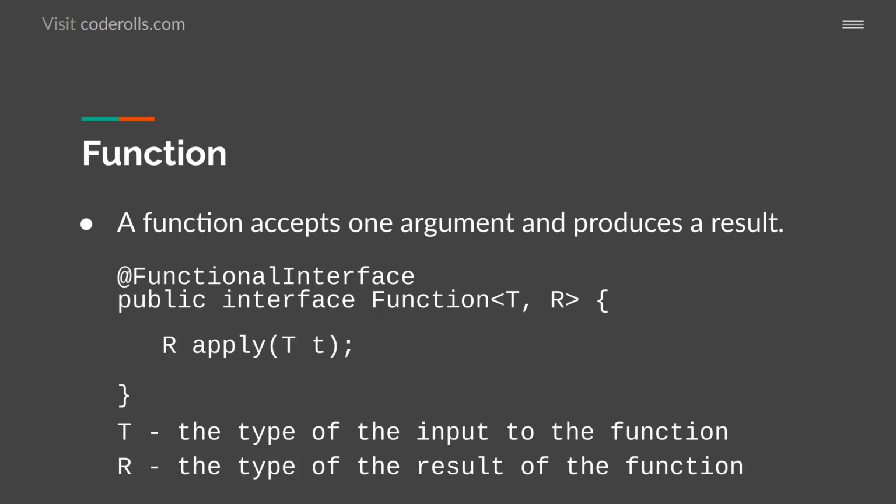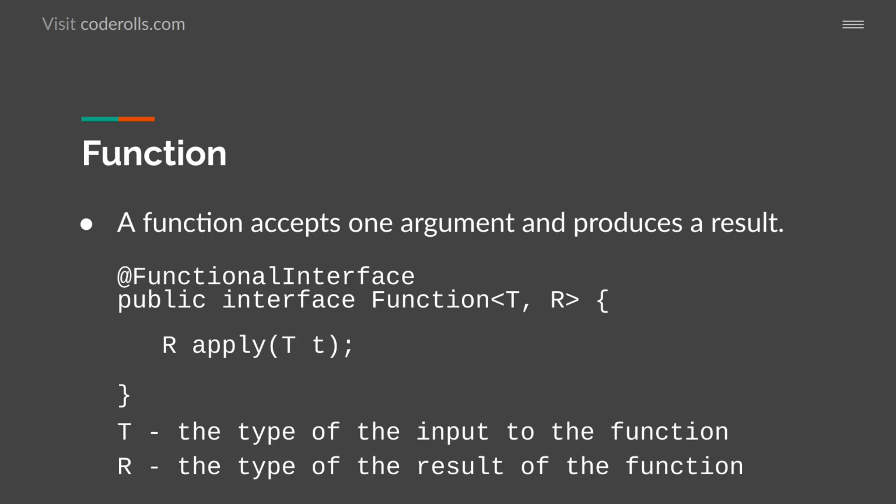Now we can compare function with predicate. We know that predicate is a boolean valued function. It always returns a boolean value, but in case of function it can return a result of any type. It can return an integer, a string, or a custom object.